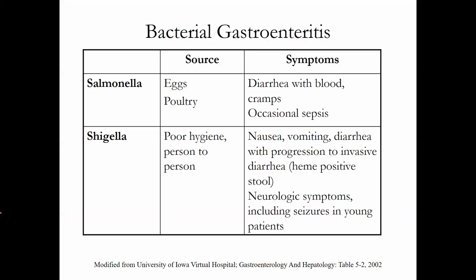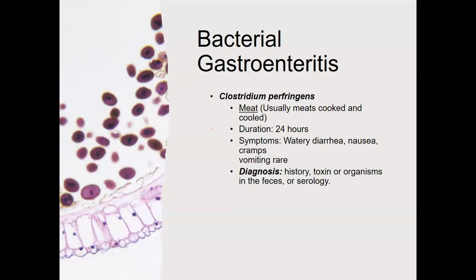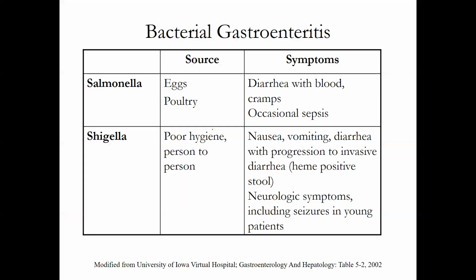Salmonella versus Shigella. So Salmonella, eggs or poultry. Shigella, poor hygiene. Rice. Gas gangrene, yes, perfringens, gas gangrene. I would be shocked if they ask about it, but they could.